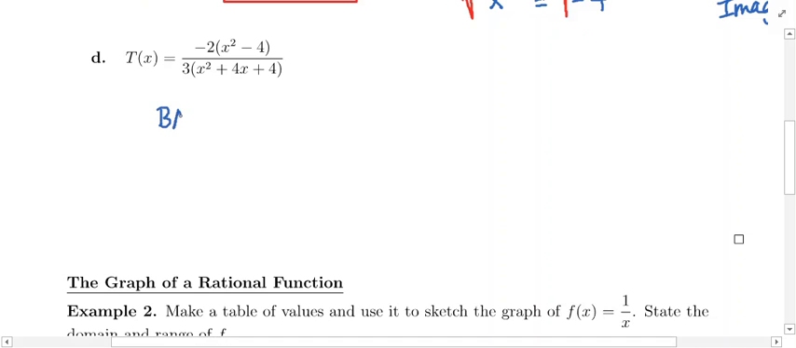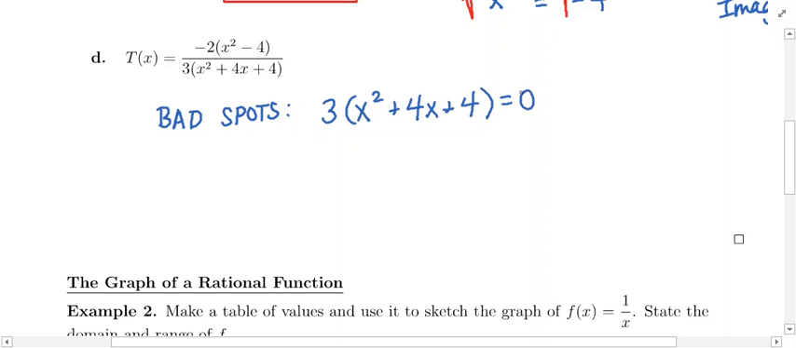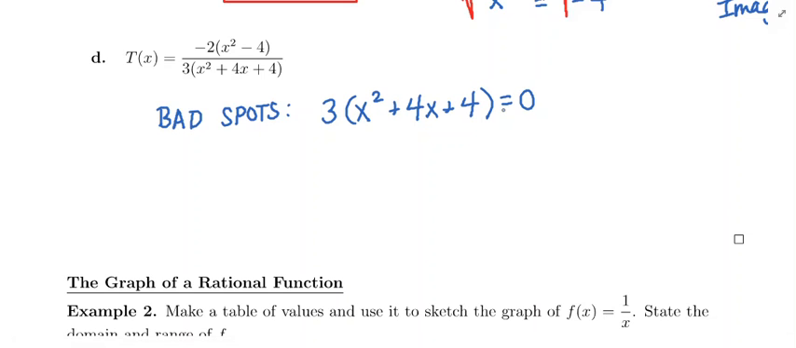To find our bad spots, we need to figure out when 3 times x squared plus 4x plus 4 is equal to 0. Okay? All right, so what's inside parentheses is quadratic, so we can factor or use the quadratic formula. This one factors really easily, so I'm going to go the factoring route, but feel free to use the quadratic formula if you want to.